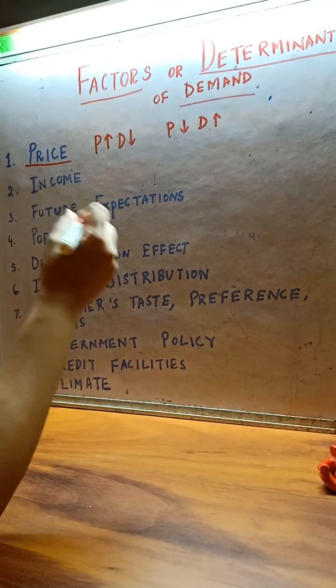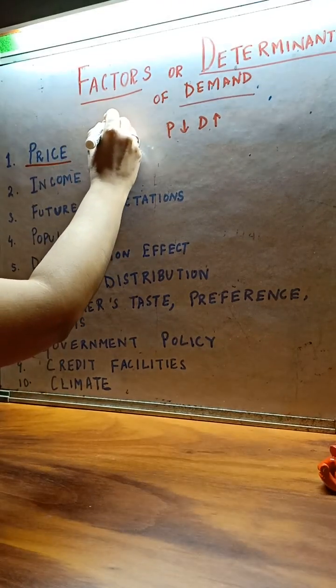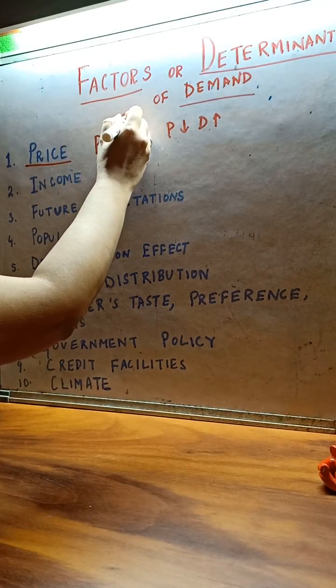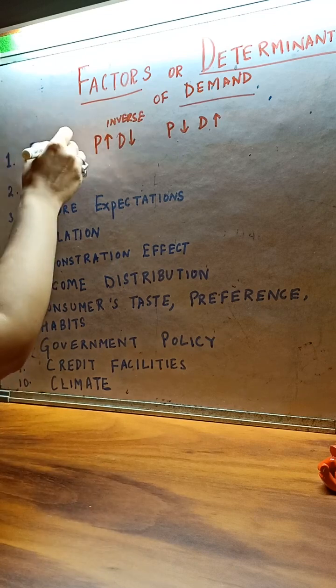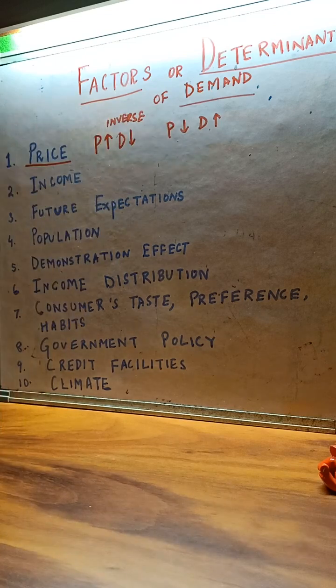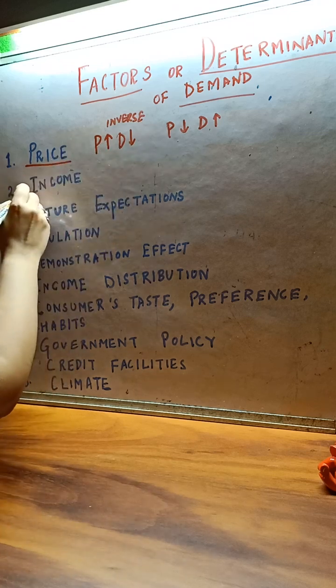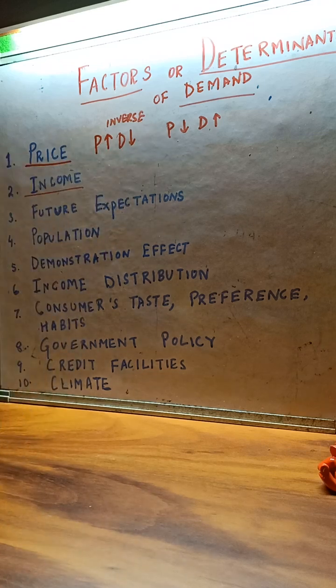So there is basically an inverse relationship between price and demand of a commodity. Whenever there is a rise in the price, the demand falls. Whenever there is a fall in the price, the demand rises. The next factor is income.